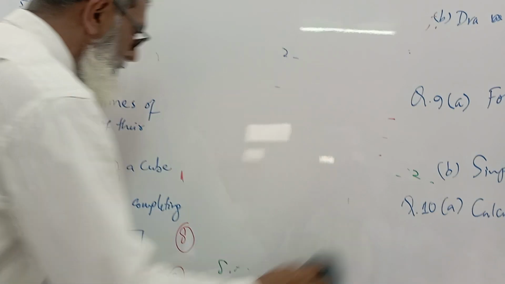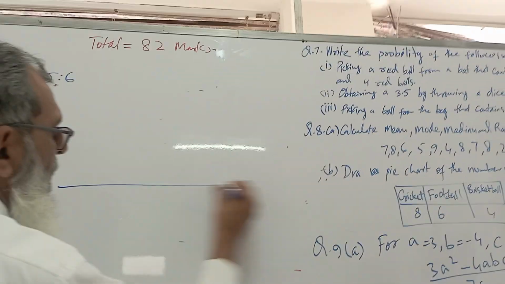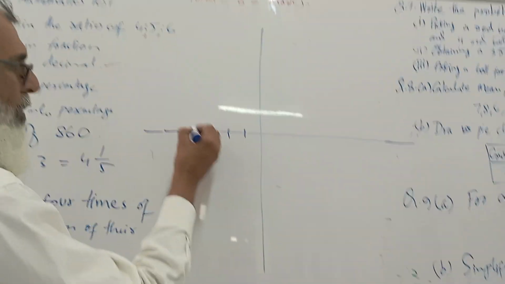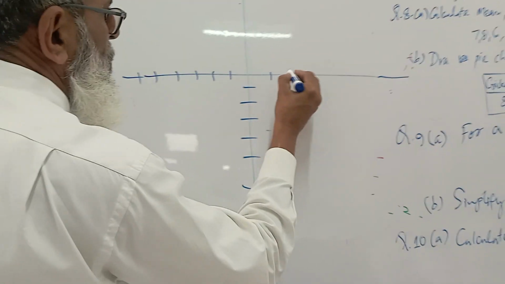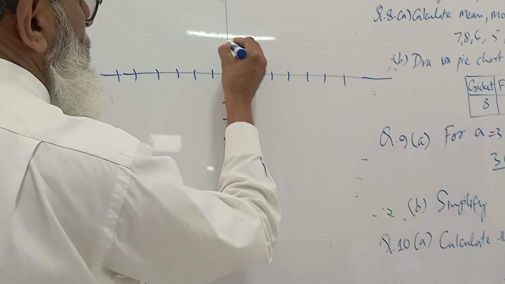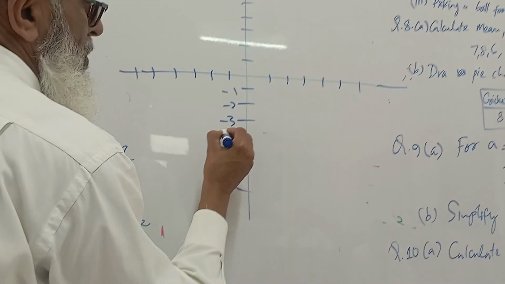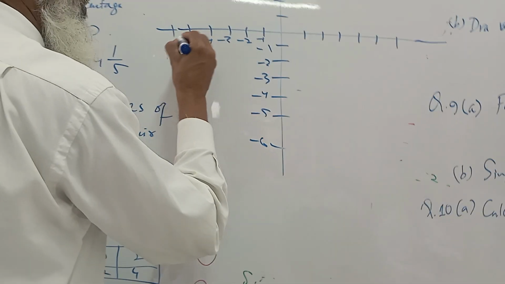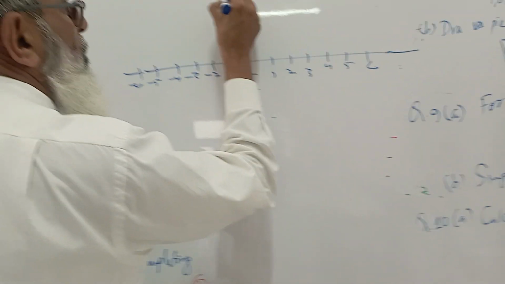How will we put them in the graph? Now let's see the graph. I am drawing this rough graph, and then we'll look at what happens here. Now there is 1, 2, 3, 4, 5, 6 on the positive sides, and minus 1, minus 2, minus 3, minus 4, minus 5, minus 6 on the negative sides.